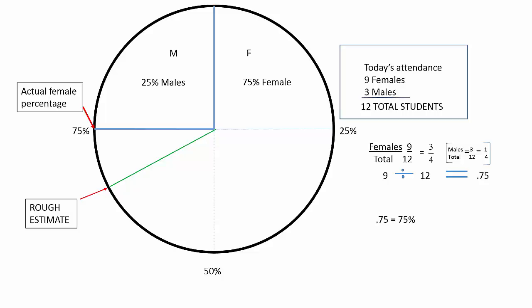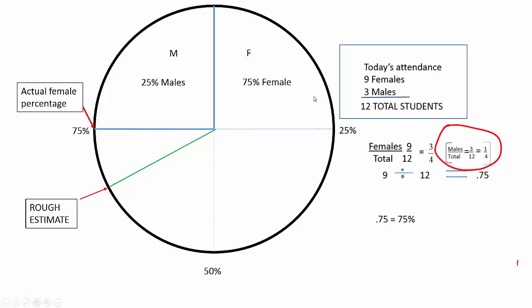Okay, the actual female percentage is 75%. How we got that was we took the females over the total, so that's 9 over 12. So notice the fraction. This is the relationship of the fraction, 9 over 12. If we know about reducing, we can reduce that to 3/4. So 9 divided by 12 is decimal point 75, or 75%.